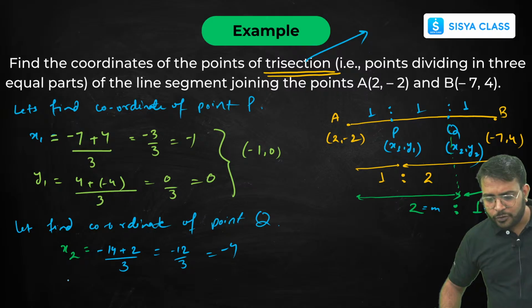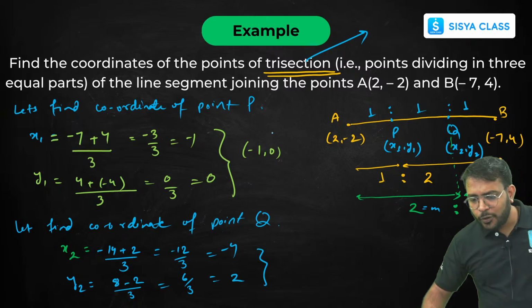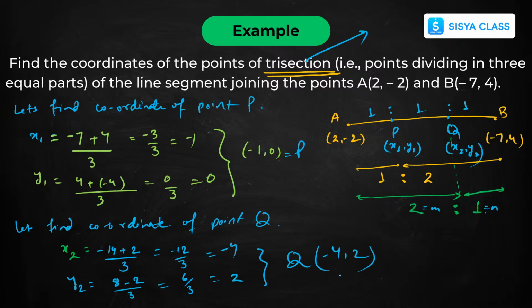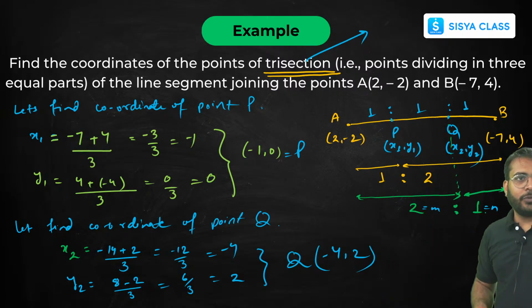And what is going to be your y2 beta? Y2 is going to be 2 into 4 means 8, and 1 into -2 means beta -2 divided by 3, it is going to be 6/3, that means 2, yes or no? So that means आपका जो कोऑर्डिनेट आएगा Q का, this is my coordinate of P, and what is my Q coordinate बेटा? My Q coordinate is -4, 2, all right. I hope that this is clear for you, yes or no? Okay, fine, very good, you are solving along with me, very good.